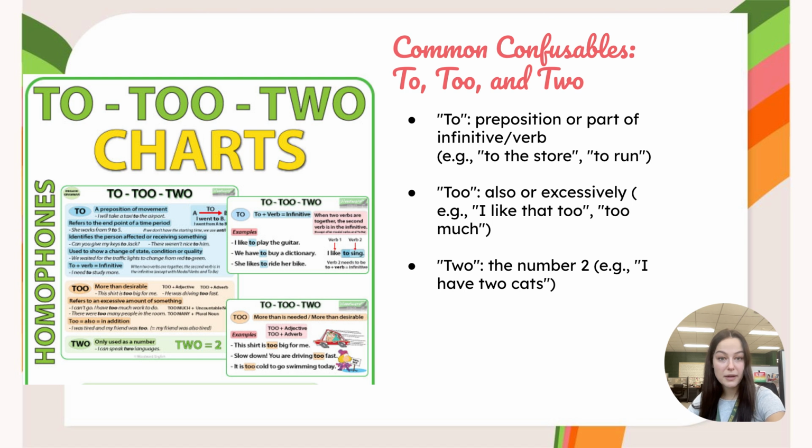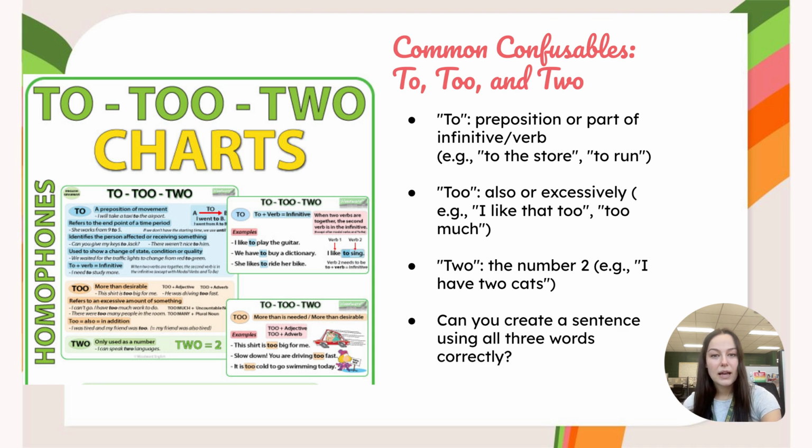Then we have the number 2, as I mentioned before, and that is just the number. That is just something you're going to have to memorize and remember. But go ahead. I want you to create a sentence using all 3 words correctly. So that means one sentence with all 3 twos. Go ahead and give it your best shot.